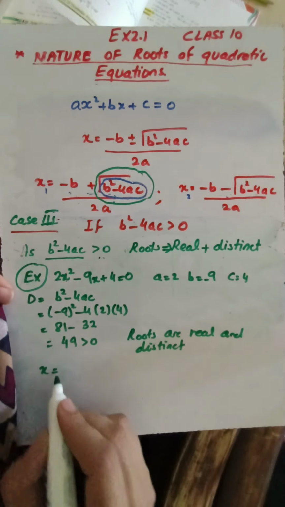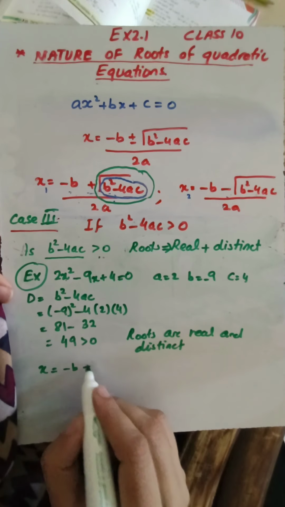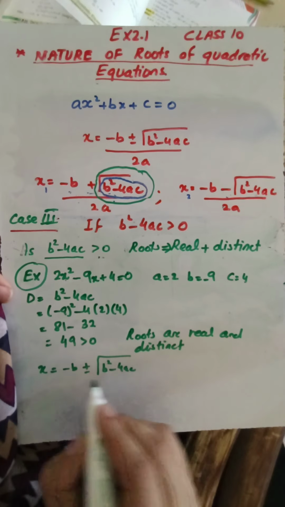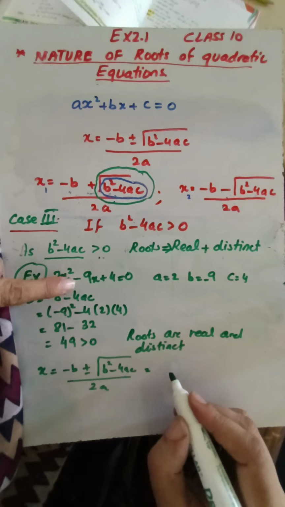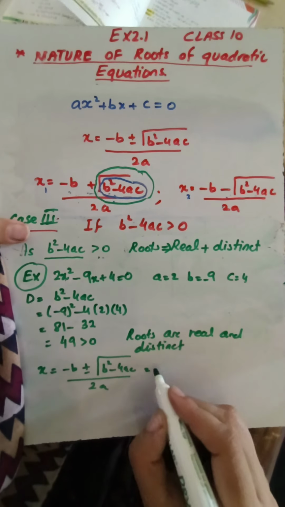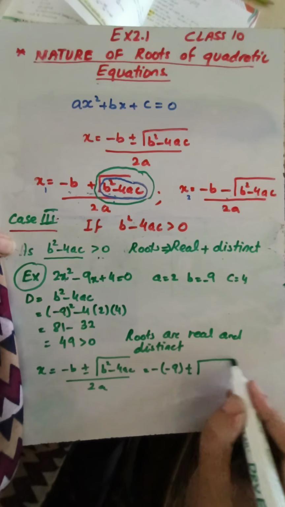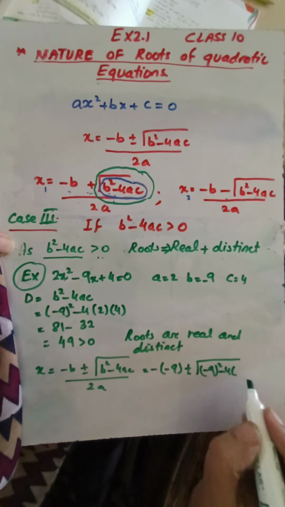Now if you want to go to the actual values of the roots, that will be: b is negative 9, so minus of negative 9 plus minus the square root of negative 9 whole square minus 4.